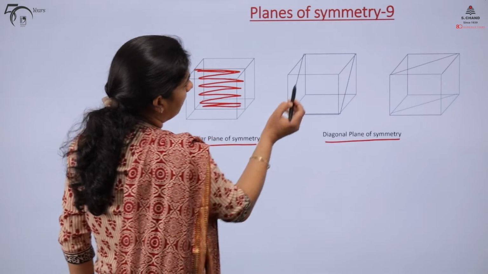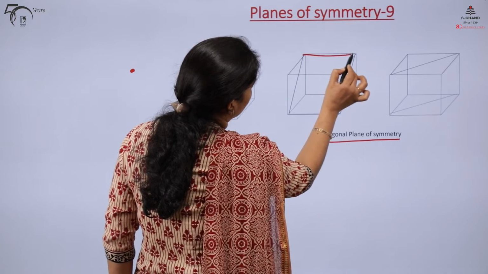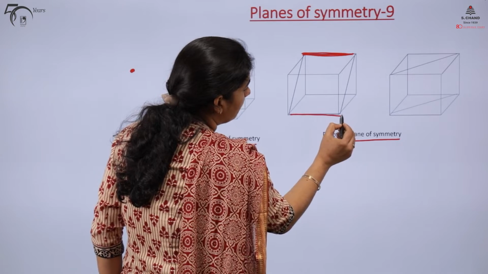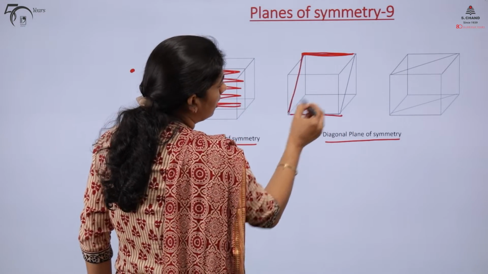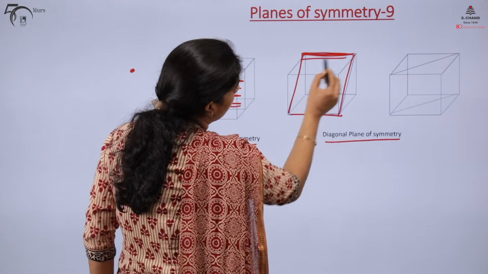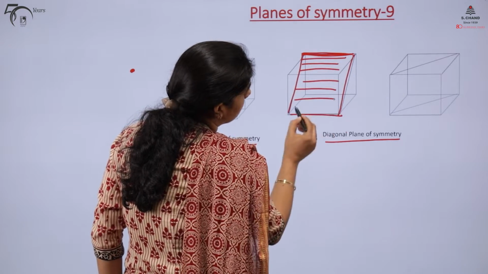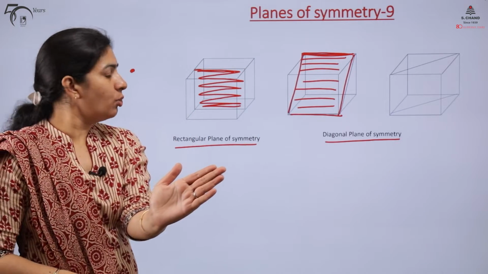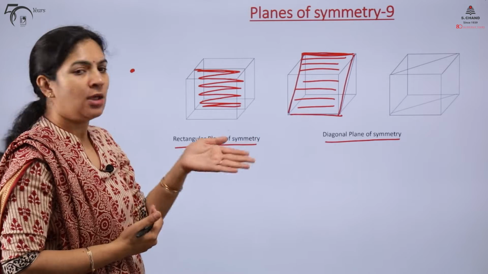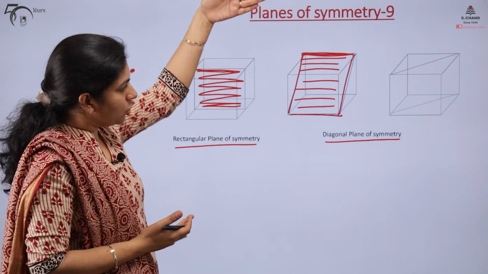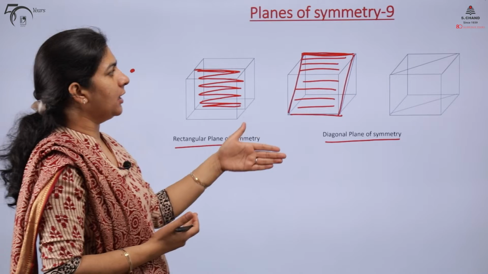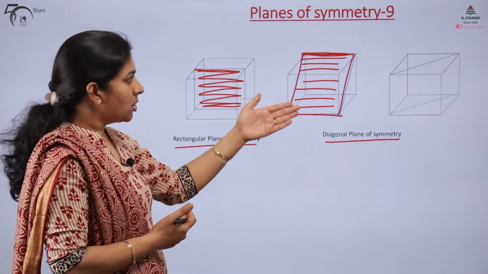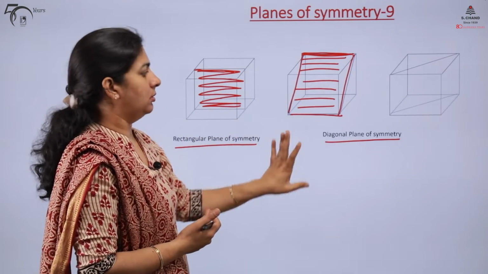Now the diagonal plane of symmetry can be plotted. One edge which is at the back, bottom face, front edge, joining these two, you can have this plane. So this is one plane like this, which divides the cube into two identical halves. But since this is formed by joining the diagonal of the cube, therefore it is called a diagonal plane. 3 such planes will exist in a cube.